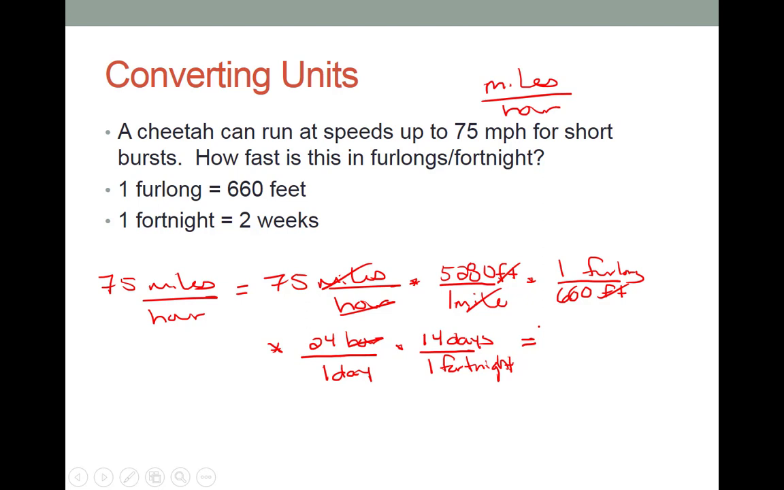Okay, so now I just got to multiply all that together. I'm going to notice first that days cancel. So I'm going to take 75 times 5,280, divide by 660. And now I'm going to multiply by 24 and multiply by 14. And that gets me 201,600 furlongs per fortnight.